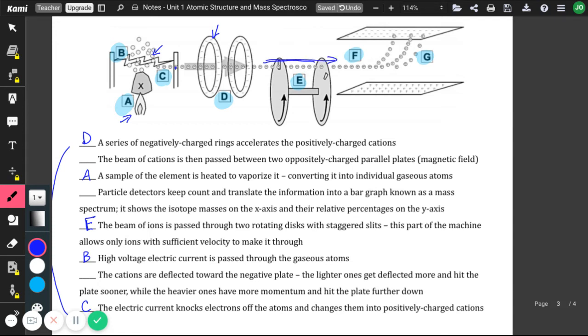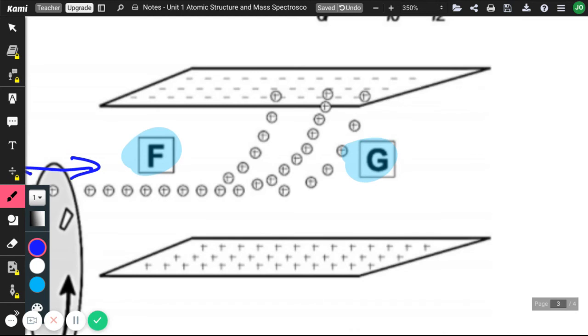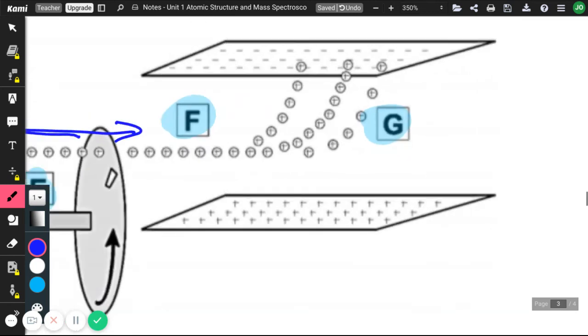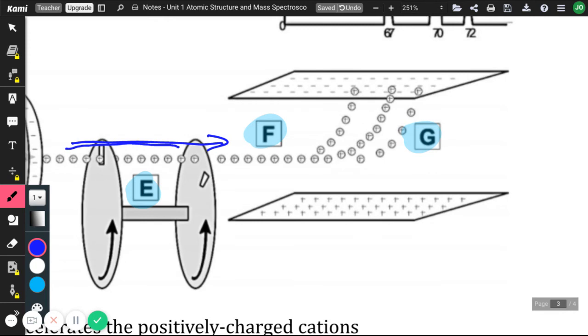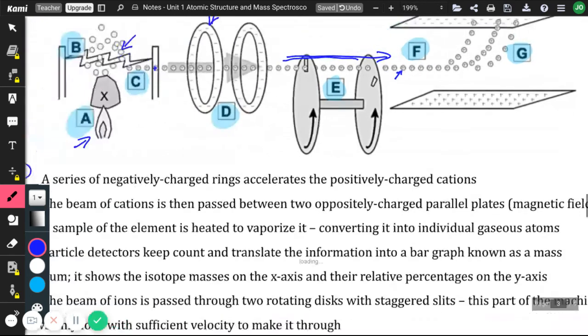Okay, all right, now, the next thing we are going to do is that beam of cations is passed through two oppositely charged plates. So if you look at this, again, we've got positives on this bottom plate and negatives on this top plate. Okay? Well, what happens if you've got a positively charged thing and it comes near another positively charged thing? They repel. Okay? What happens if you have a positively charged thing and it comes near a negatively charged thing? It's attracted. So we've got these two plates. One's going to push them away and the other one's going to pull them toward it. Okay, and that's what happens there with those two plates.